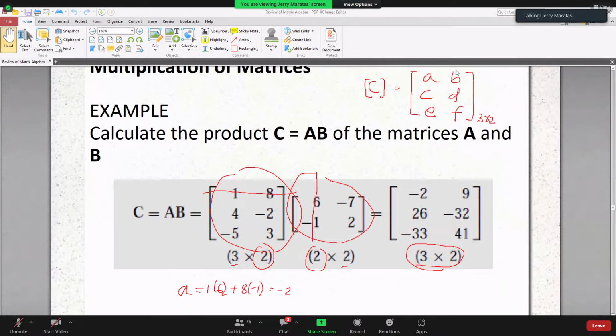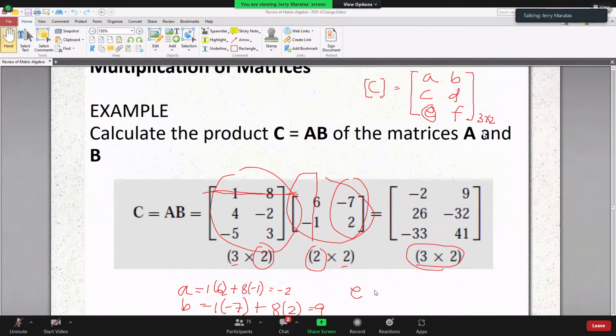That's how to determine the elements. So, for example, B. B is located in the first row, second column. So first row again, and this time the second column. So it should be 1 times 6, 1 times negative 7, second column, plus 8 times 2. That's how much? That's 16 minus 7, that's 9, right? Are you still with me? Well, let's proceed to E.